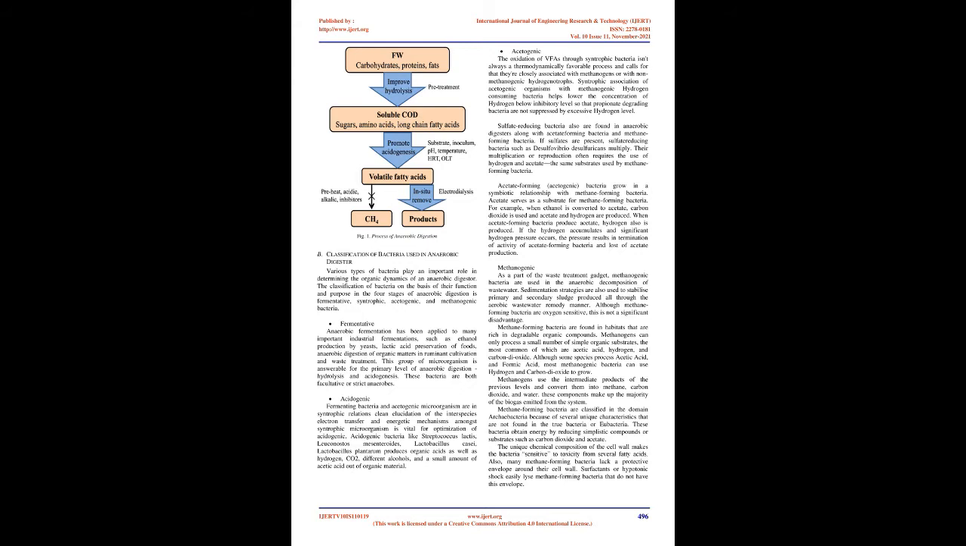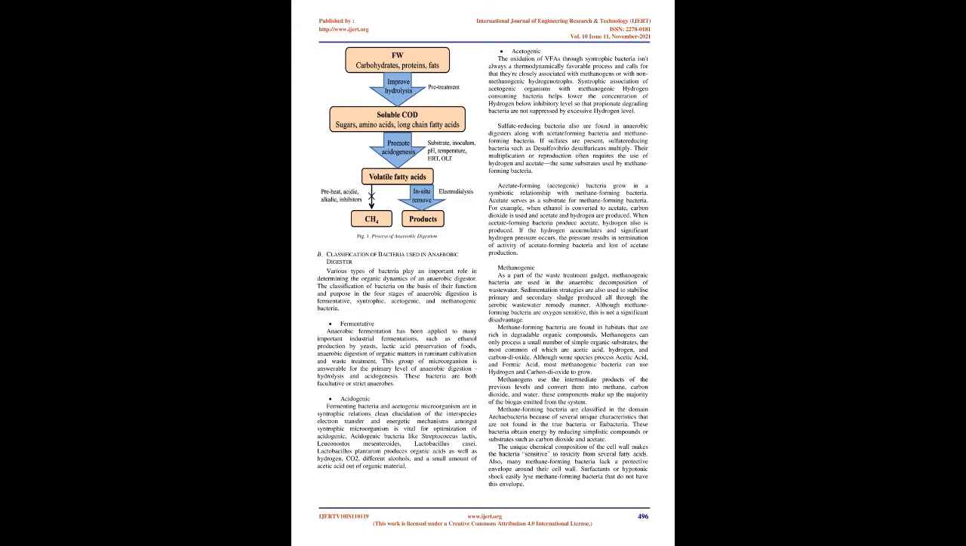Acetogenic. Fermenting bacteria and acetogenic microorganisms are in syntrophic relations. Clear elucidation of the interspecies electron transfer and energetic mechanisms amongst syntrophic microorganisms is vital for optimization of acetogenesis. Acetogenic bacteria like Streptococcus lactis, Leuconostoc mesenteroides, Lactobacillus casei, Lactobacillus plantarum produce organic acids as well as hydrogen, CO2, different alcohols, and a small amount of acetic acid out of organic material.